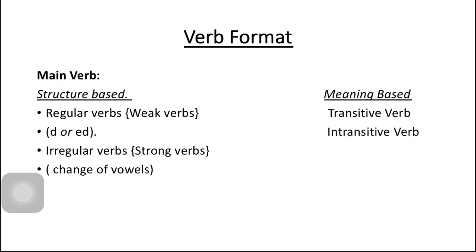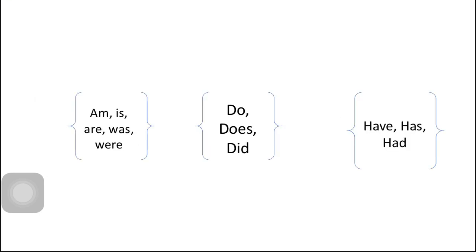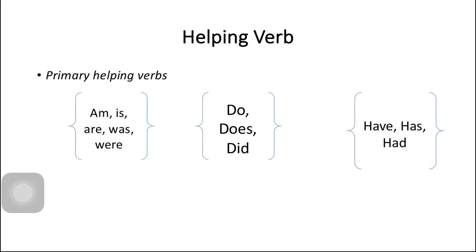The second branch includes meaning based verbs. In meaning based verbs, there are two types: transitive and intransitive. Transitive verbs are verbs that pass over to an object, which require an object. Intransitive verbs do not require an object. So this is the main part.